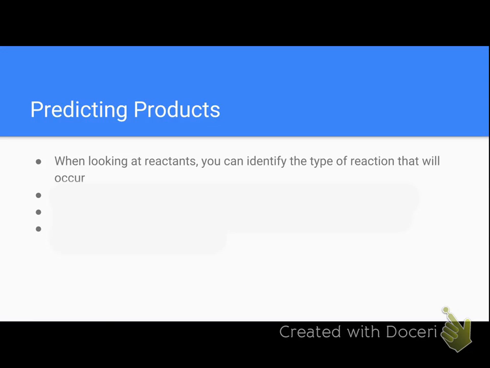All right, so actually predicting products. You're going to have to use these solubility rules because you're going to have to know what the state is of any of the products that you predict. So what we're going to do is we're going to be given the reactants in an equation. When looking at the reactants, you can identify the type of reaction that will occur. We have to use these reactants in order to predict the products, because if you remember, what we have on the reactant side, we have to end up with on the product side. So we're going to be using those same things, except we're just going to be rearranging them a little bit.